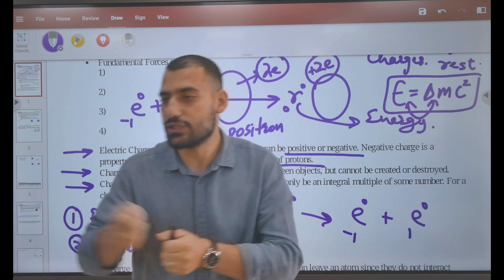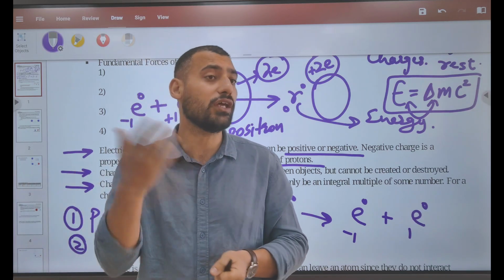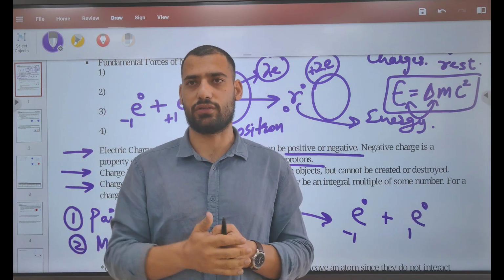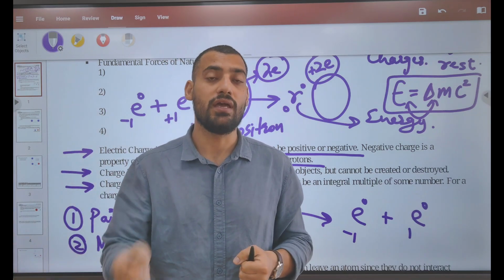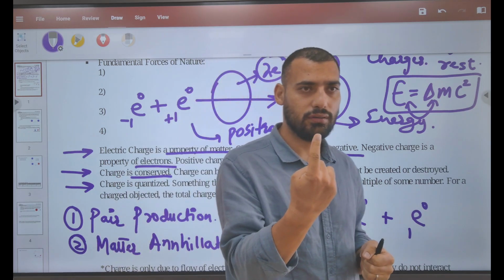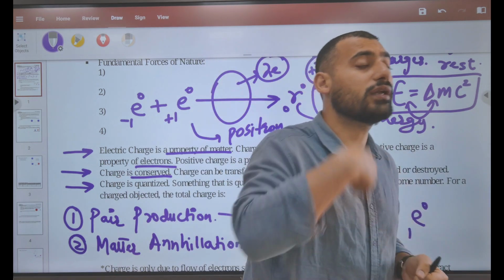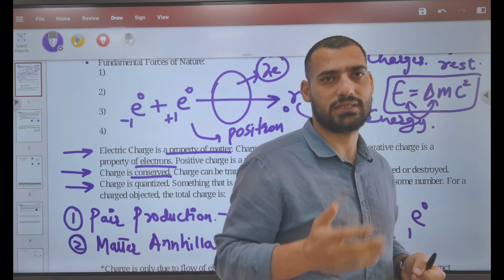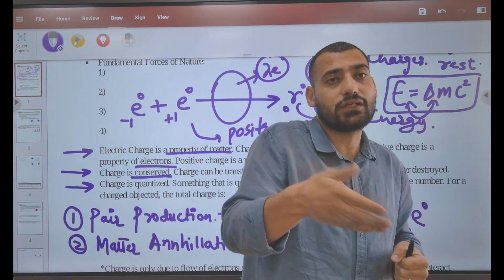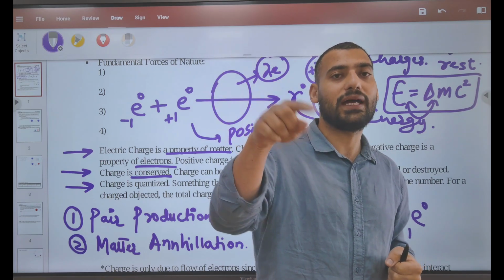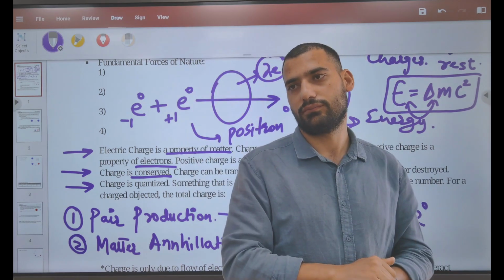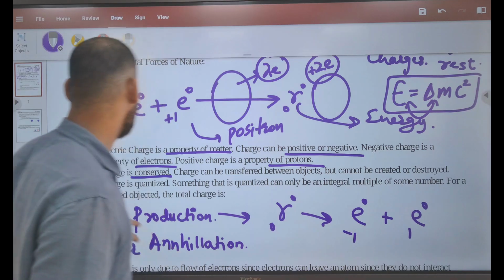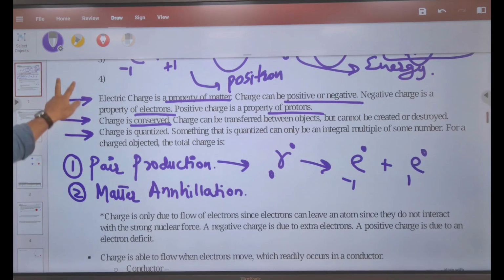So we can exchange 1 electron, 2 electrons. We cannot exchange 2.5 electrons. We cannot exchange half an electron. We cannot exchange 1.5 electrons. We can only exchange either 1 electron or 2 or 3 or 4 electrons. Is that fine? So the number of electrons multiplied by the charge of the electron will be the total charge present on a body.